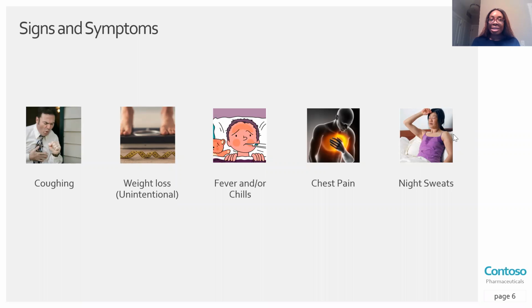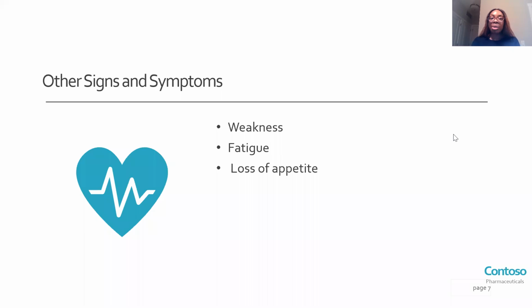So some of the signs and symptoms. The first and most common symptom that is seen is coughing. Sometimes this cough can be accompanied by blood or mucus. You can also have unintentional weight loss. They usually have fever and or chills. Sometimes they can have chest pain, and the chest pain can be with the coughing or even with breathing, so it can be pleuritic in nature. And they can have night sweats, which is when you wake up from sleep and you're drenched in sweat. Some of the other signs and symptoms are weakness, fatigue, and loss of appetite.